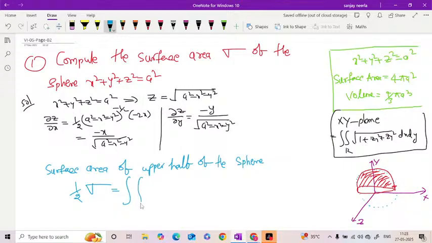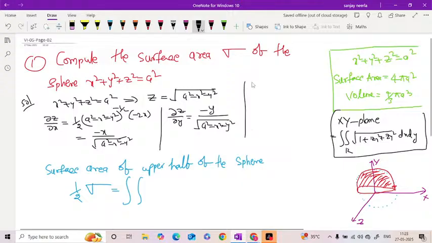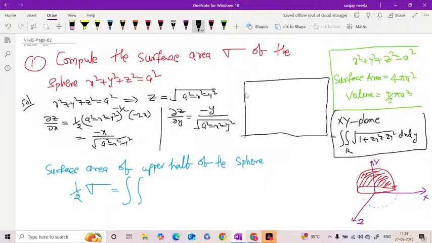So we know the double integral, what is our formula? The formula is under root of 1 plus zx square plus zy square. So what is the zx square? It is x square by a square minus x square minus y square, plus y square by a square minus x square minus y square.